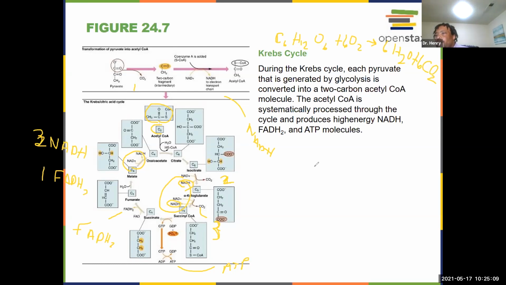Okay. So all together, we got one ATP out of the Krebs cycle. We have 3 NADHs. We have 1 FADH2. And we have, let's see, 1, 2, that's it, 2 CO2s here.